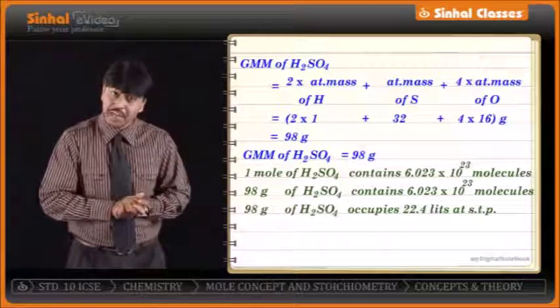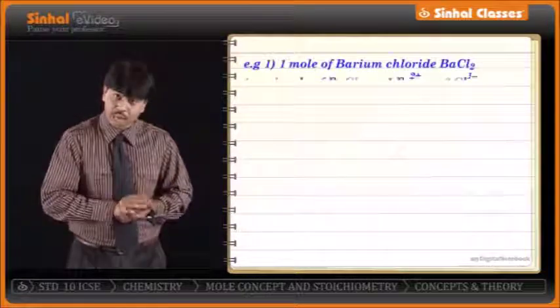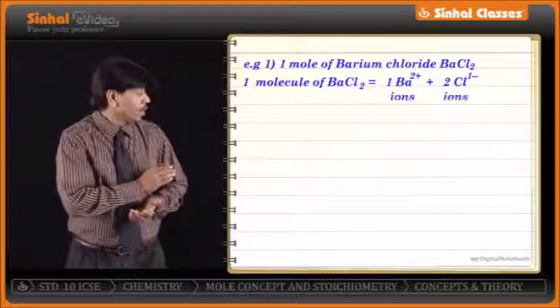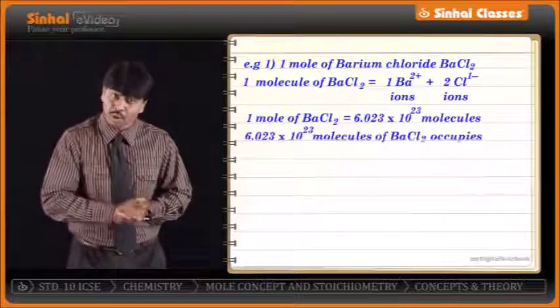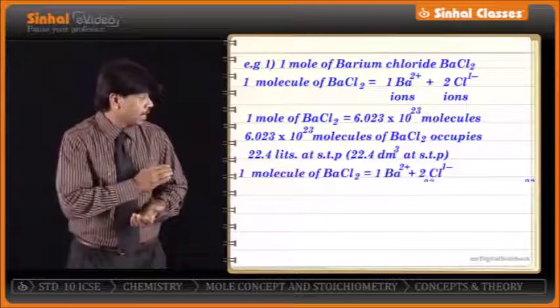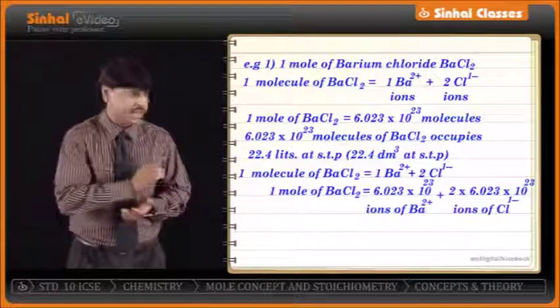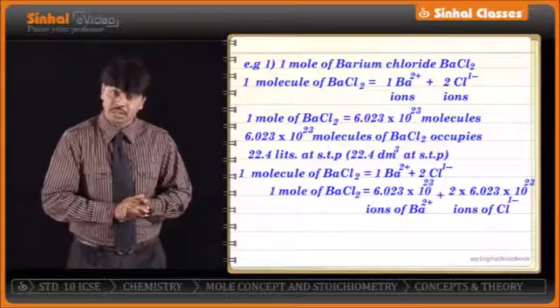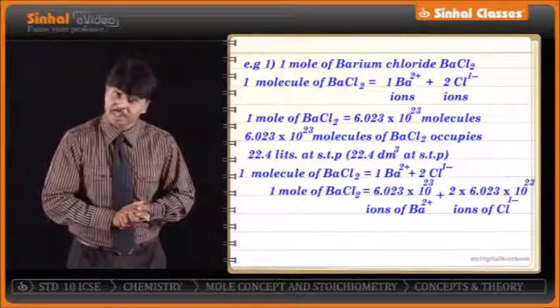In a similar manner, if we take the compound barium chloride, that is BaCl2, an ionic compound, its gram molecular weight for 1 mole, adding the weights, will be 208 grams. Now, this 208 grams contains how many molecules? It contains 6.023 into 10 raised to 23 molecules of barium chloride, that is BaCl2.